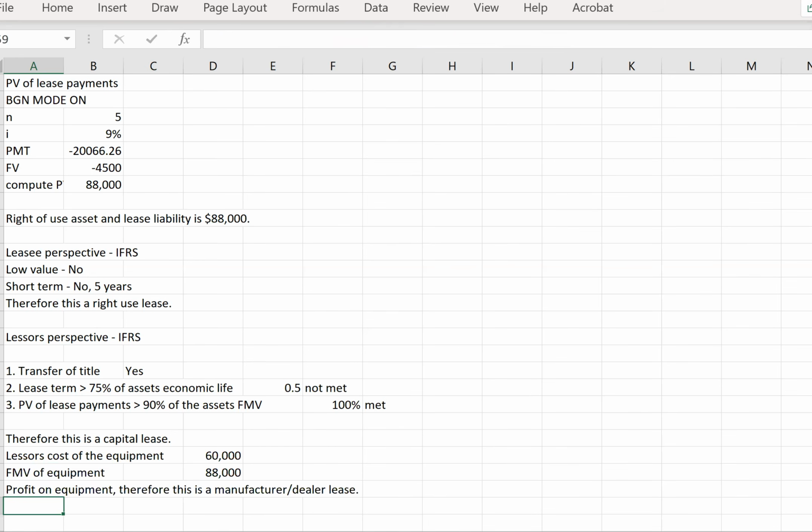And that's because the lessor's cost was only $60,000, but the fair market value was $88,000, which is what it says right in the question. So we know these two things are not equal. If the lessor had to pay $88,000 and the equipment cost $88,000, then we know we would have a finance lease. But because there's profit happening on the equipment, then we have a manufacturer dealer lease.